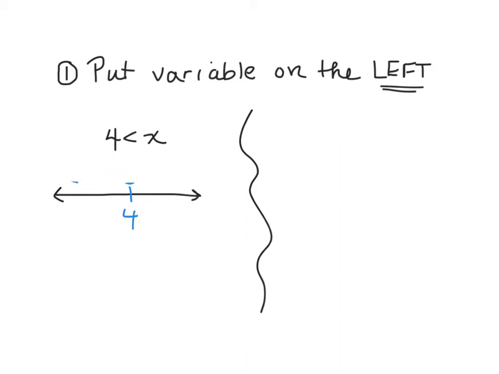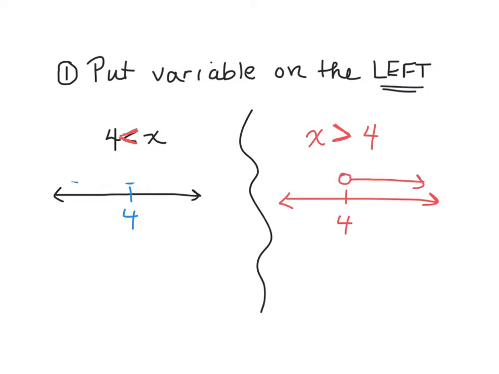I'm going to rewrite this as x on the left, 4 on the right. And what I notice is the arrow is pointing at the 4. It should be pointing at the 4 also when I flip that around so the variable's on the left. And now that it's written that way, the sentence makes more sense to us. This is saying x is greater than 4.